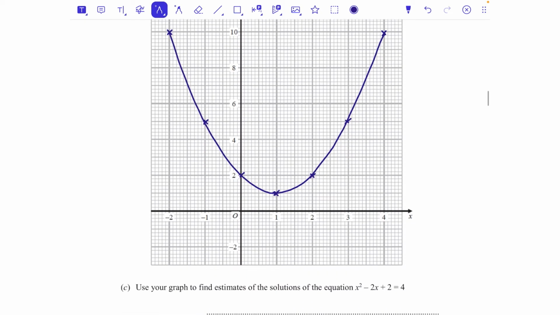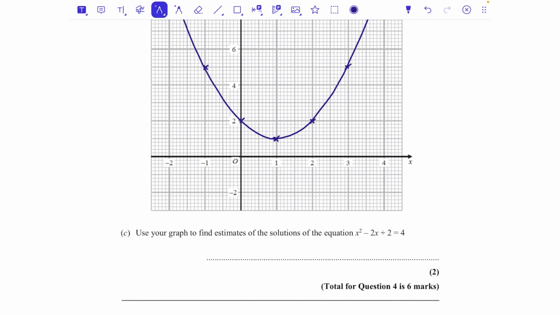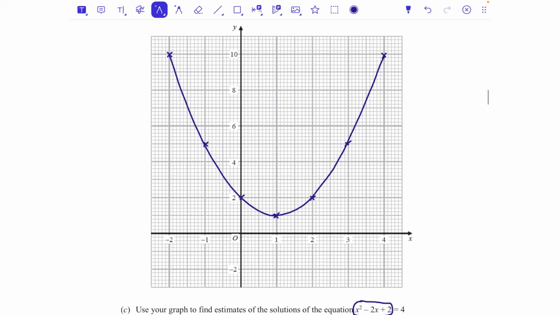So there we go. It then says use your graph to find estimates of the solutions to the equation x squared minus 2x add 2 equals 4. Now this is what we've just drawn on the graph. X squared minus 2x add 2 is what we've just drawn. And they would like to know, when does it equal 4? Now to find out when it equals 4, I'm going to draw a line going across at y equals 4. When does y equal 4? When does the graph equal 4?